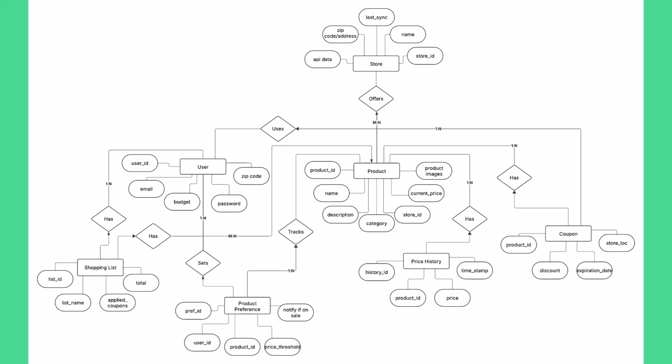The shopping list entity tracks what users want to buy, product preferences sets up price alerts, and price history keeps a record of how prices change over time. We also have a coupon entity that connects to products and stores, offering discounts to users. This diagram shows the key relationships present in our database that Isabella will now go over.